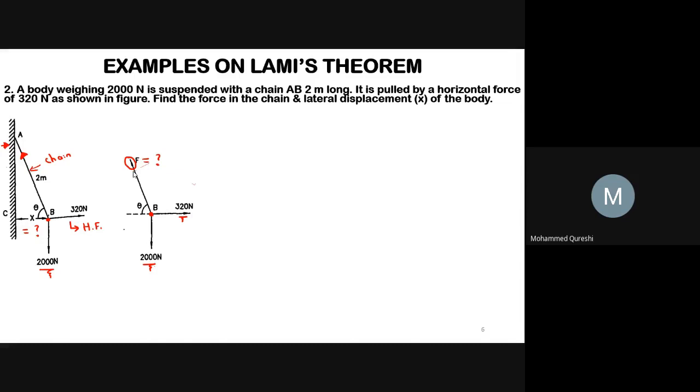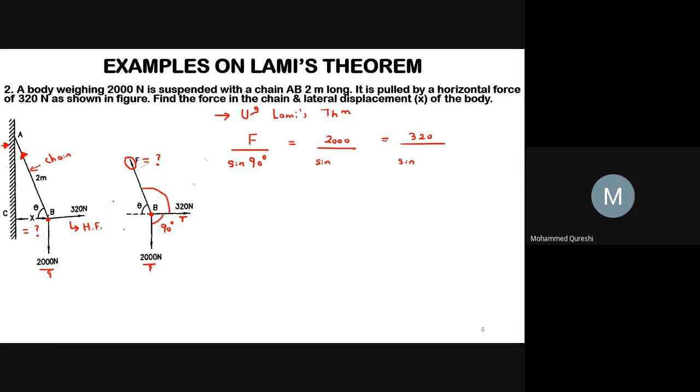Now we will go for Lami's theorem. So, using Lami's theorem, one force is your F, the second force is 2000, and the third force is 320. So, what is Lami's theorem? Each force upon sine of angle between the other two. So, F upon sine of angle between the other two. This will be your 90 degree. So, F upon sine 90 degree.